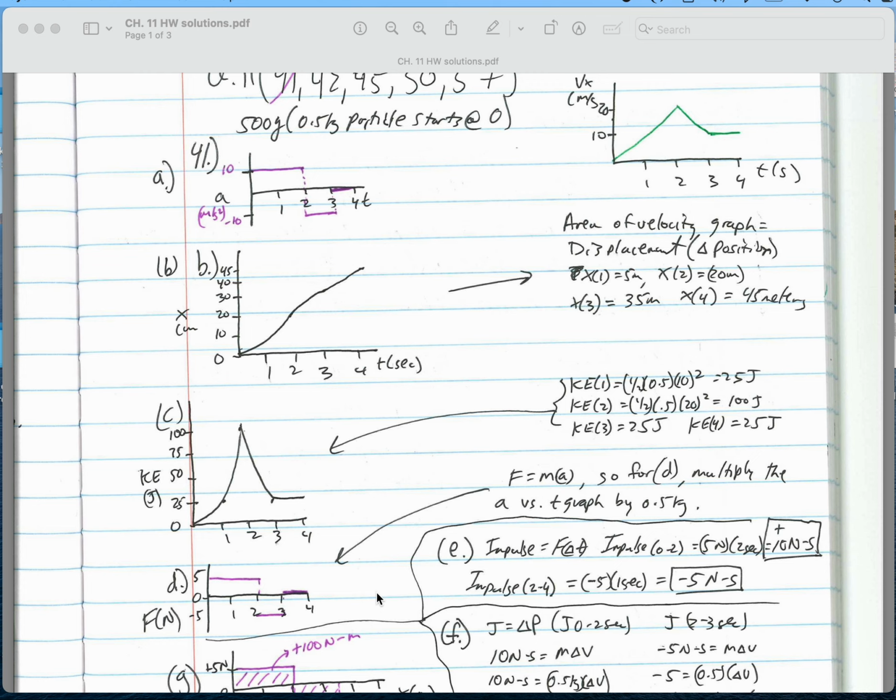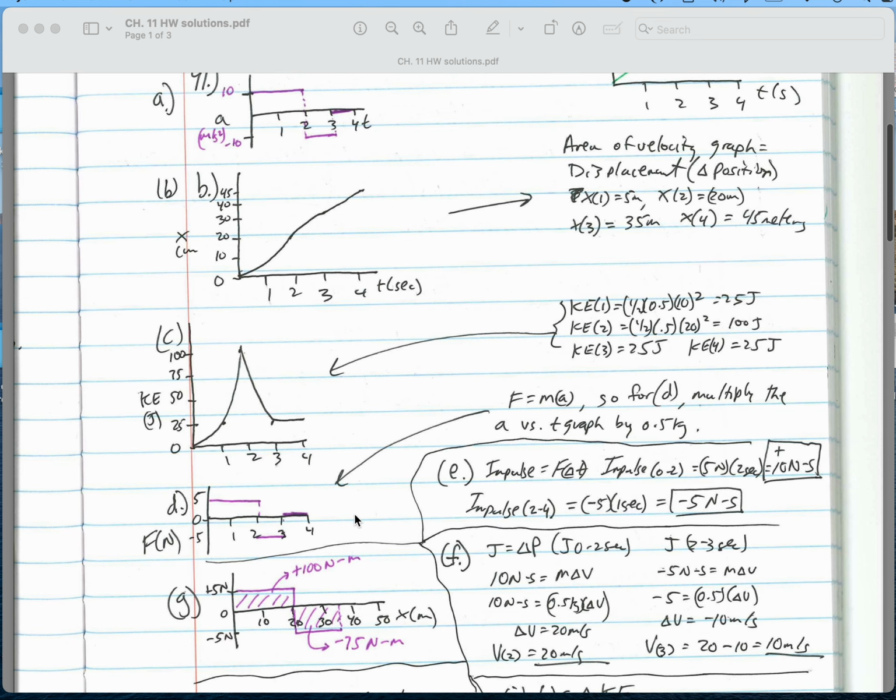For letter E, you're being asked to use your force versus time graph to determine the impulse delivered. Well, the impulse is the area or the integral of a force versus time graph. So here, if I look at this from 0 to 2 seconds, I've got 5 times 2, that's plus 10 newton seconds. The impulse from 2 to 4 really is only a change from 2 to 3, so it's negative 5 times 1, so that's negative 5 newton seconds there. And so overall, that's the impulse during those time intervals that were requested.